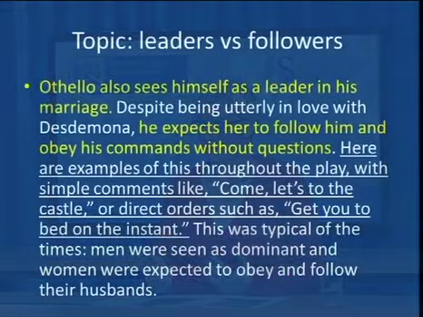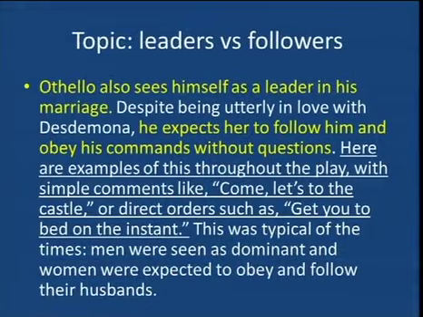All right. So the first topic we're going to be looking at is called leaders versus followers. Leaders versus followers is an important theme in Othello because it's talking about how Othello, who is meant to be the leader, is actually being led by Iago, who should be the follower.